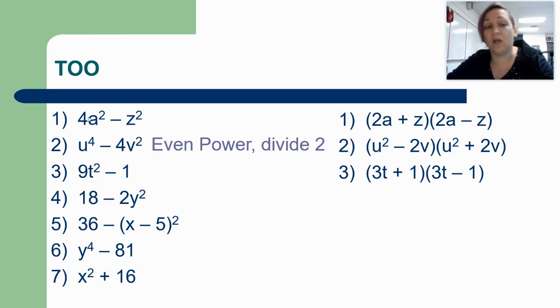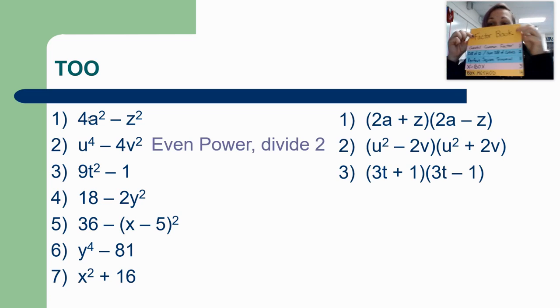Now, the next one does not look like a difference of squares. It has a minus sign, but I do not know the square root of 18, and I do not know the square root of 2. However, we learned earlier this week that you can look for a GCF on any problem. So the first thing we want to do on number 4 is actually factor out a GCF, which would be the number 2.